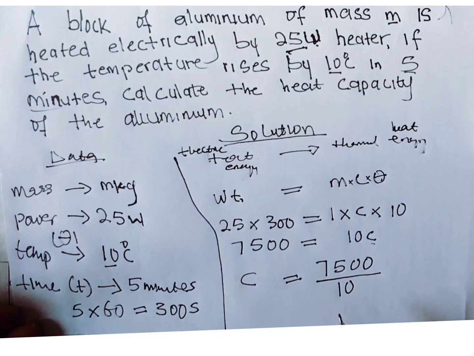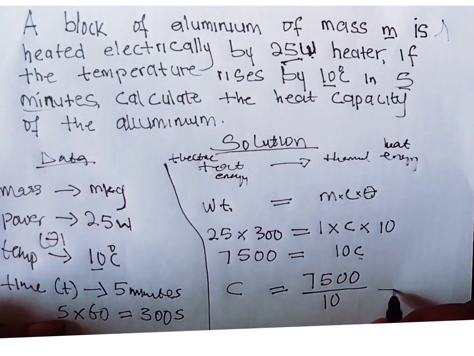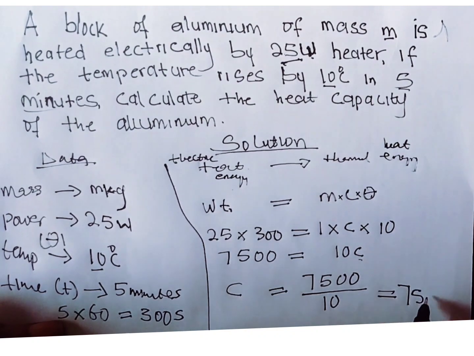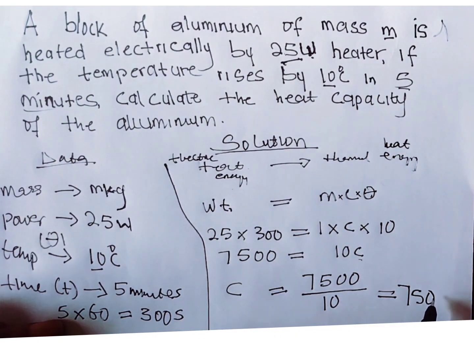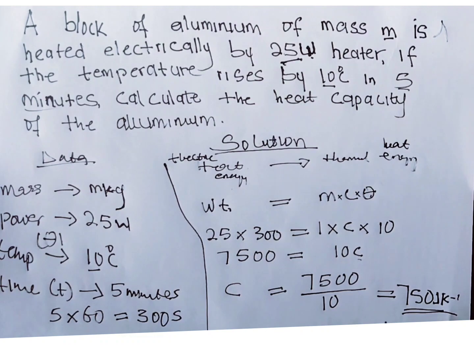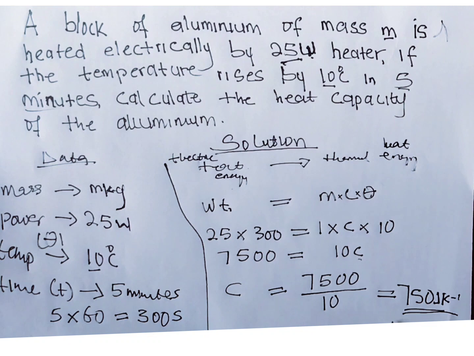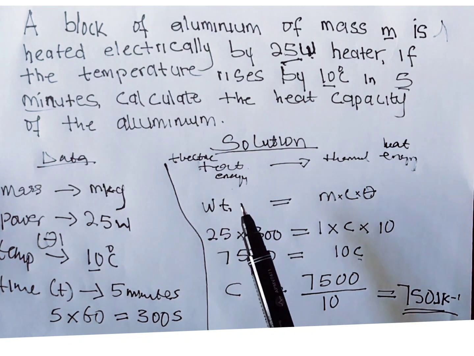If we evaluate it finally, we have that C is equal to 7500 divided by 10. Just cancel the 10 and 10, and what remains is 750. So we write equals 750 joule per Kelvin. Answer. Yes, so the heat capacity of the aluminium in this question is 750 joule per Kelvin. Yes, it's a simple question.